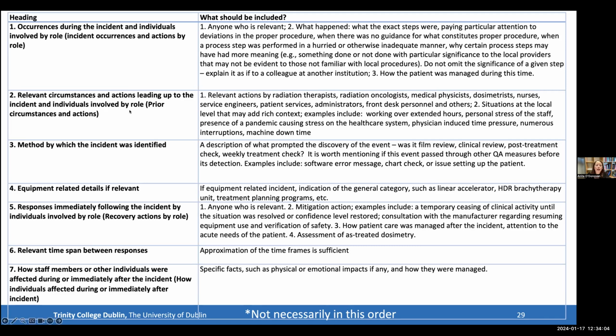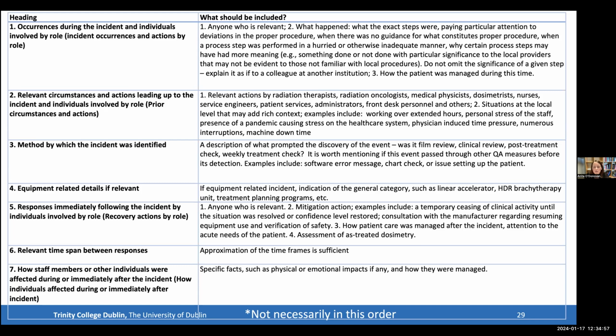The second section here, so relevant circumstances and actions leading up to the incident. And again, while we're not looking for a causal or root cause analysis, it should point to some of those systems failings that may have contributed to the incident. An example being working over extended hours, personal stress, circumstances during a pandemic may have been relevant in the past number of years. Physician-induced time pressure, interruptions, downtime, delays, all of those factors, shortages of staff might be important here. And again, while not doing a very detailed root cause analysis, just mentioning the kind of circumstances at the time of the incident.